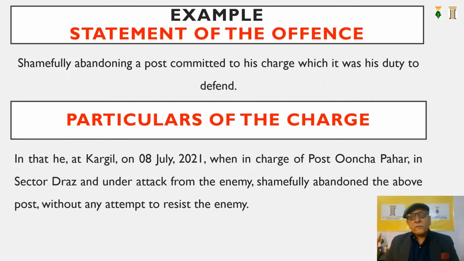Now when an offense is talked about, there are two material pieces of information that have to be given. One is called the statement of offense. Statement of offense is like, say for example, committing murder or committing theft or ill-treating somebody. This portion in the charge sheet states the offense, as to what offense has been committed, and that section under the Army Act, or say in relation to the Prevention of Corruption Act, is mentioned.